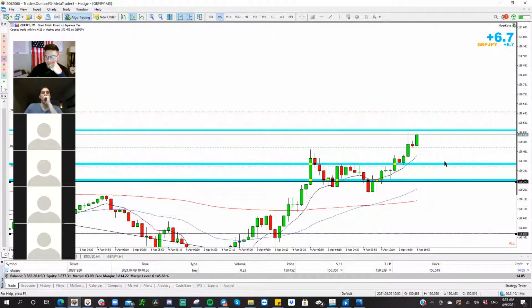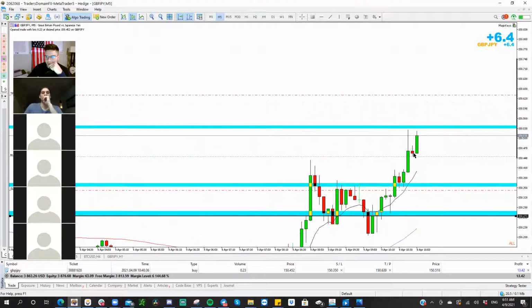Ooh, I like this formation. I like this formation on the higher time frames, like the 30-minute weak bearish candle. No bottom wick over here past the high of that bearish candle. It just pushes up.